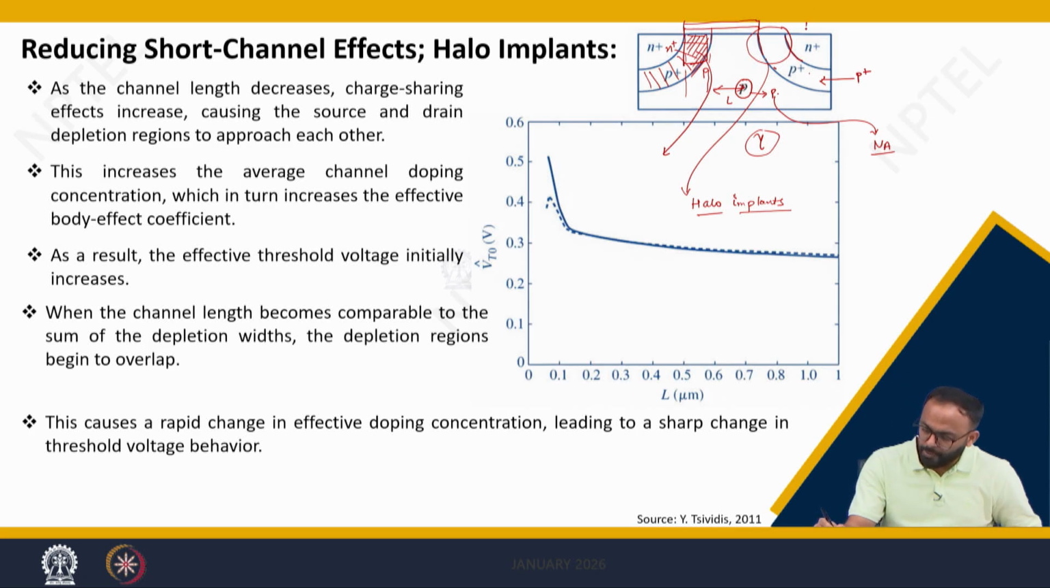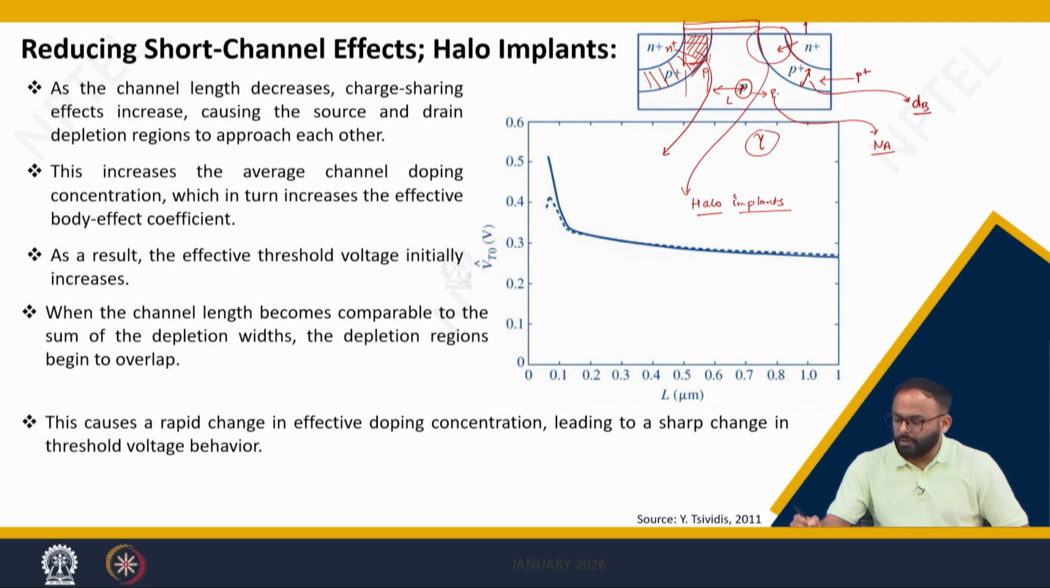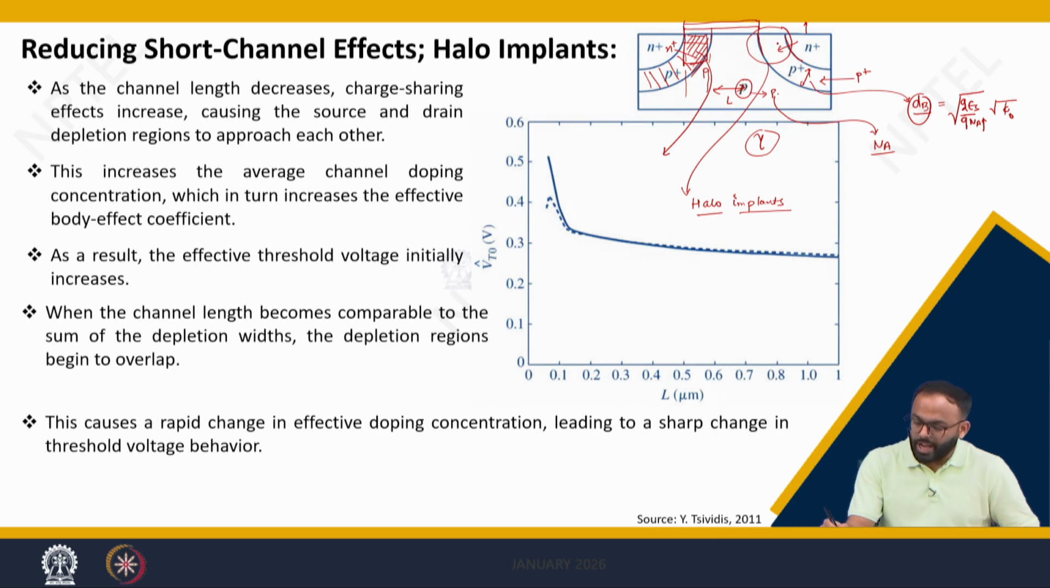Now when you apply proper biasing, the depletion region expands, but because of heavy doping, the expansion of the depletion region in the channel is less, meaning dB will be less, because in the previous lecture we have seen that it is the square root of 2 epsilon divided by q into Na into phi naught. So if you increase Na, the expansion of the depletion region is less, and hence the charge sharing effect will be reduced.